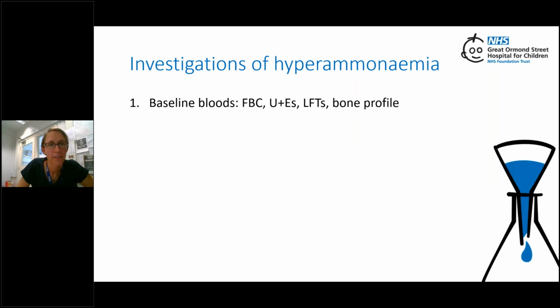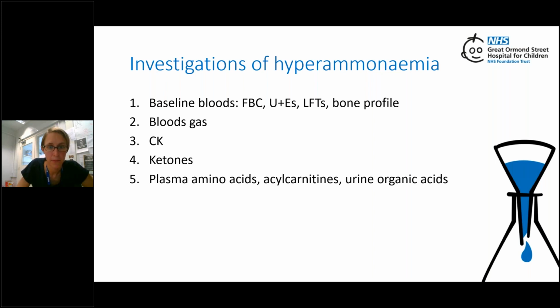And what investigations would you do if you have a raised ammonia? Before you actually have the ammonia, you probably already have the baseline bloods anyway, which would be a full blood count, U&Es, LFTs, and bone profile for calcium. You obviously would have a blood gas. Helpful is also a CK, because, for example, in the fatty acid oxidation disorders, you can see a raised CK. The ketones, as they are often significantly raised in the organic acidurias, and then the plasma amino acids, acylcarnitines, and urine organic acids.